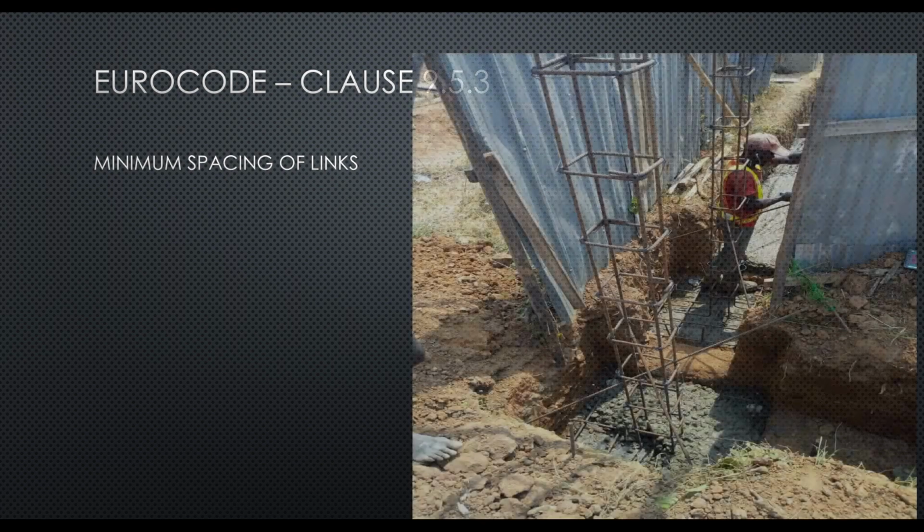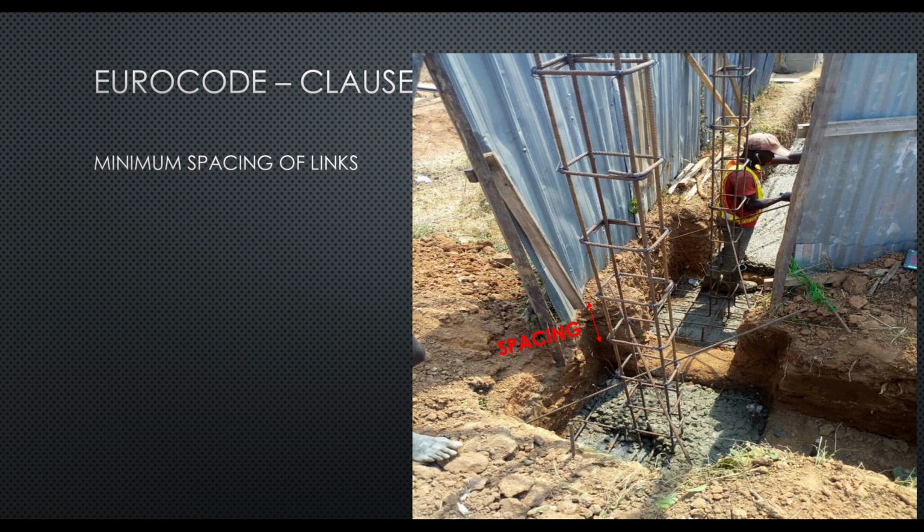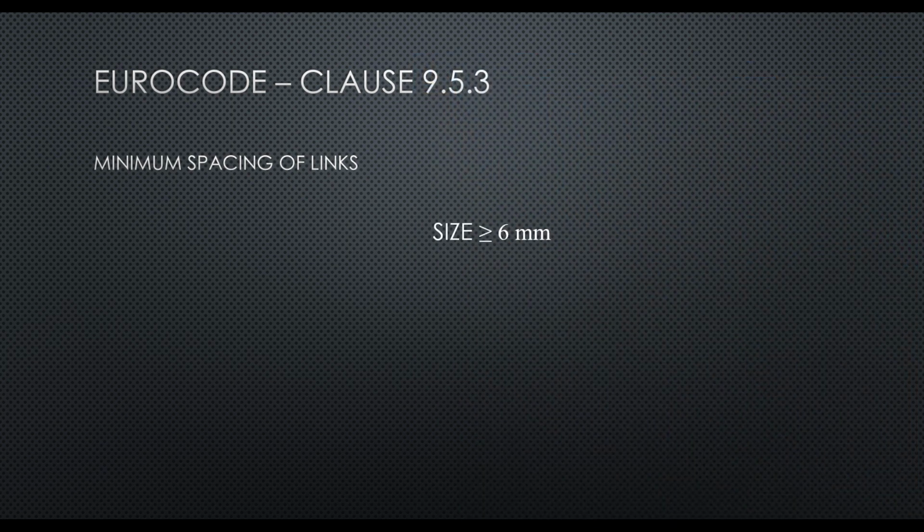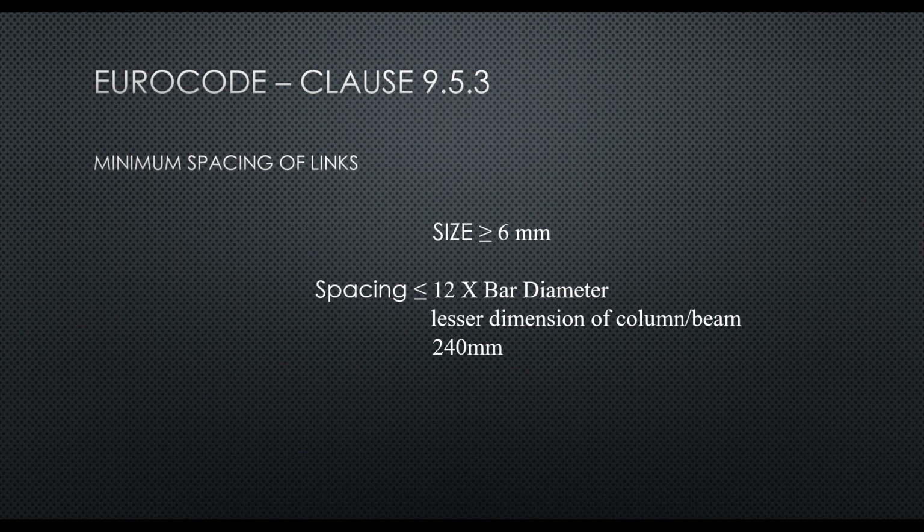So let's talk about the minimum spacing for links in column. Spacing of links in column is the distance between the shear links that are used to hold the vertical reinforcement together. The size of this shear link must always be greater than 6 millimeters. That is, you cannot use a reinforcement that has a diameter less than 6 as your links based on the Eurocode. Then the spacing between these links must always be less than 12 times the bar size diameter.